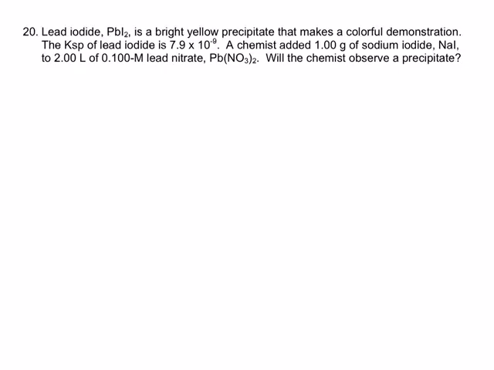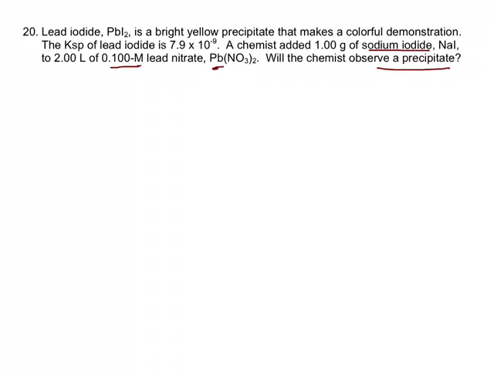And then we're told that a chemist took 1.00 grams of sodium iodide, and sodium iodide, of course, contains iodide ions, and then added that to 2 liters of 0.1 molar lead nitrate, and the lead nitrate, of course, contains lead ions. Now, when you mix sodium iodide with lead nitrate, you can imagine a double replacement reaction happening, and it's quite possible that lead iodide would form. And the question is, will we observe a precipitate in this situation?